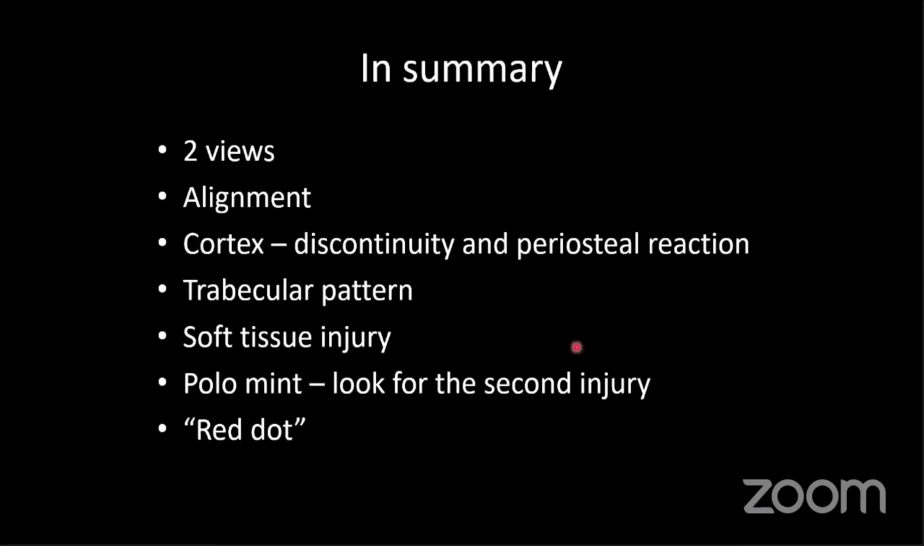So in summary, you guys are all very good and you've got most of these cases. You always need at least two views to exclude a fracture. You need to look at the alignment and know what the normal alignment should be. And then you follow the cortex of every bone all the way around, looking for abnormal lucencies and discontinuities in the cortex, and also looking for periosteal reaction.